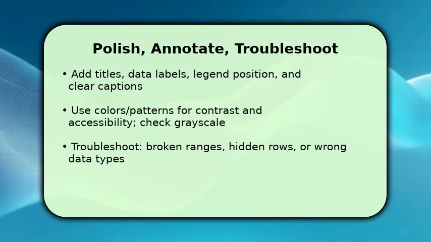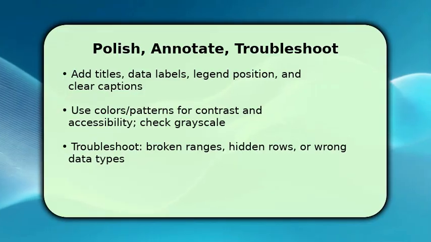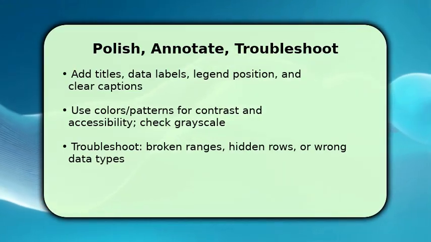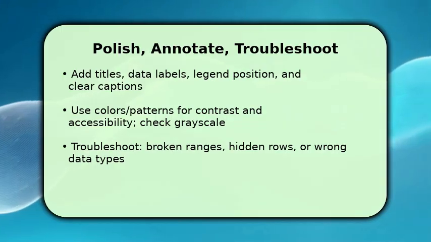Finish by polishing and annotating. Add a concise title, descriptive axis labels, and targeted data labels for key points. Then adjust legend placement and apply clear color contrast or patterns. Check how it reads in grayscale for printing. Use shapes or callouts to highlight insights and include a short caption explaining calculation methods.